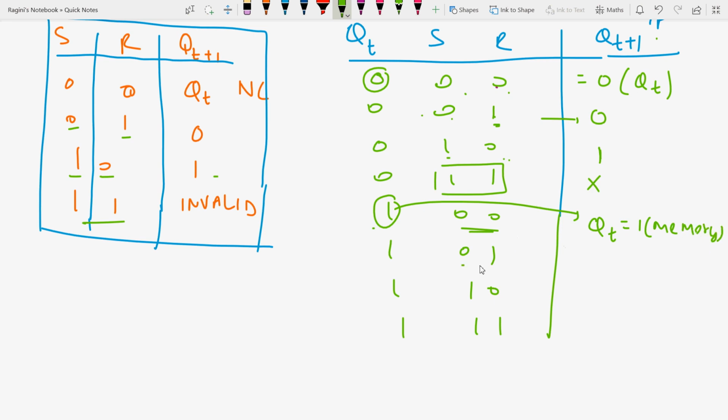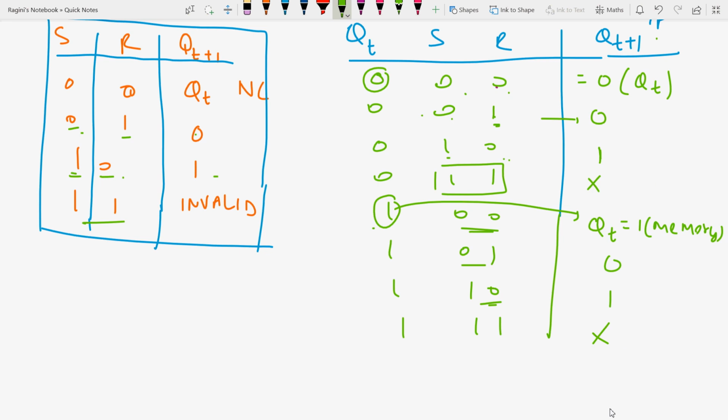Now again when 0, 1 is there, so output will be 0. Okay. When 1, 0 is there, as according to the truth table, then output will be 1. When 1, 1 is there, then it will be an invalid condition, right? So this is the characteristic table.